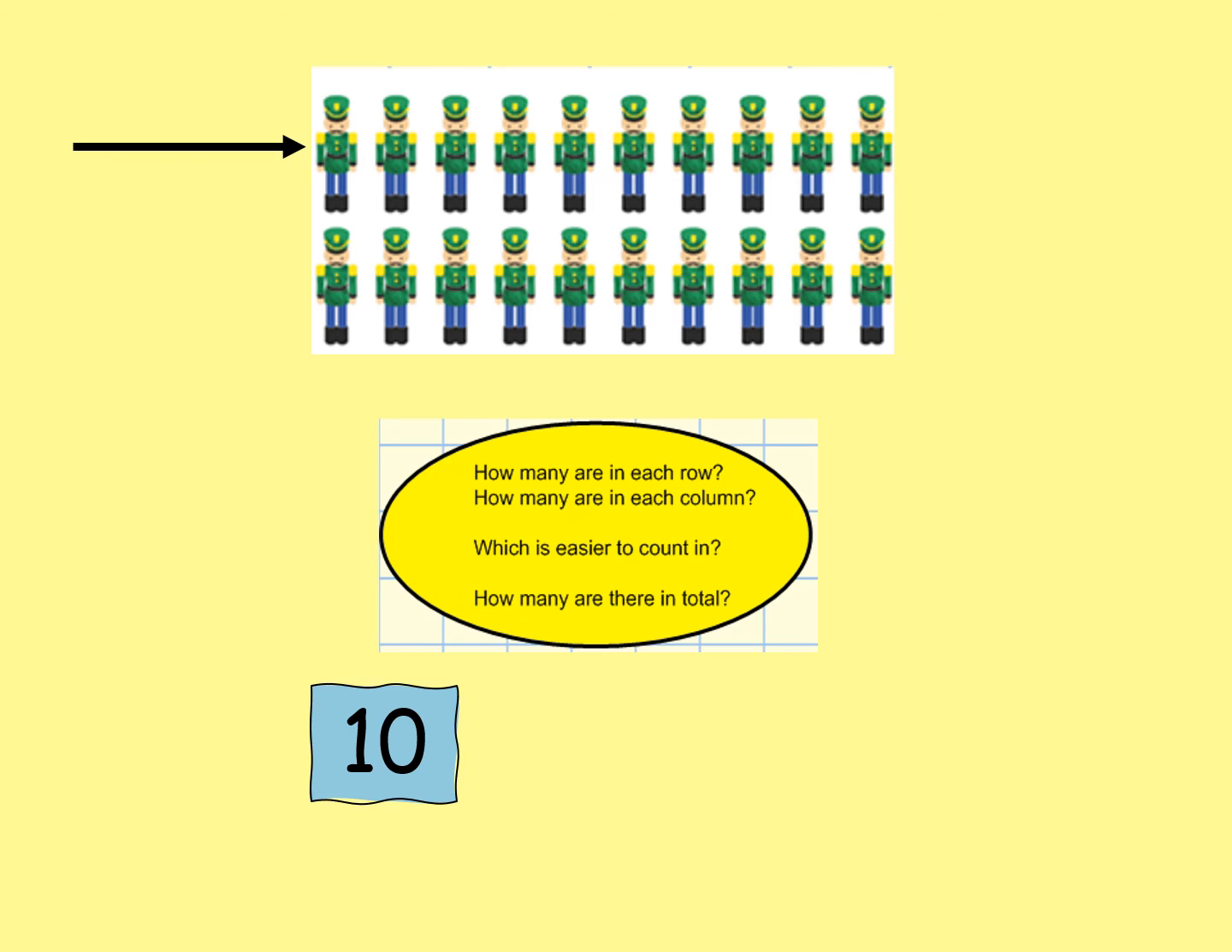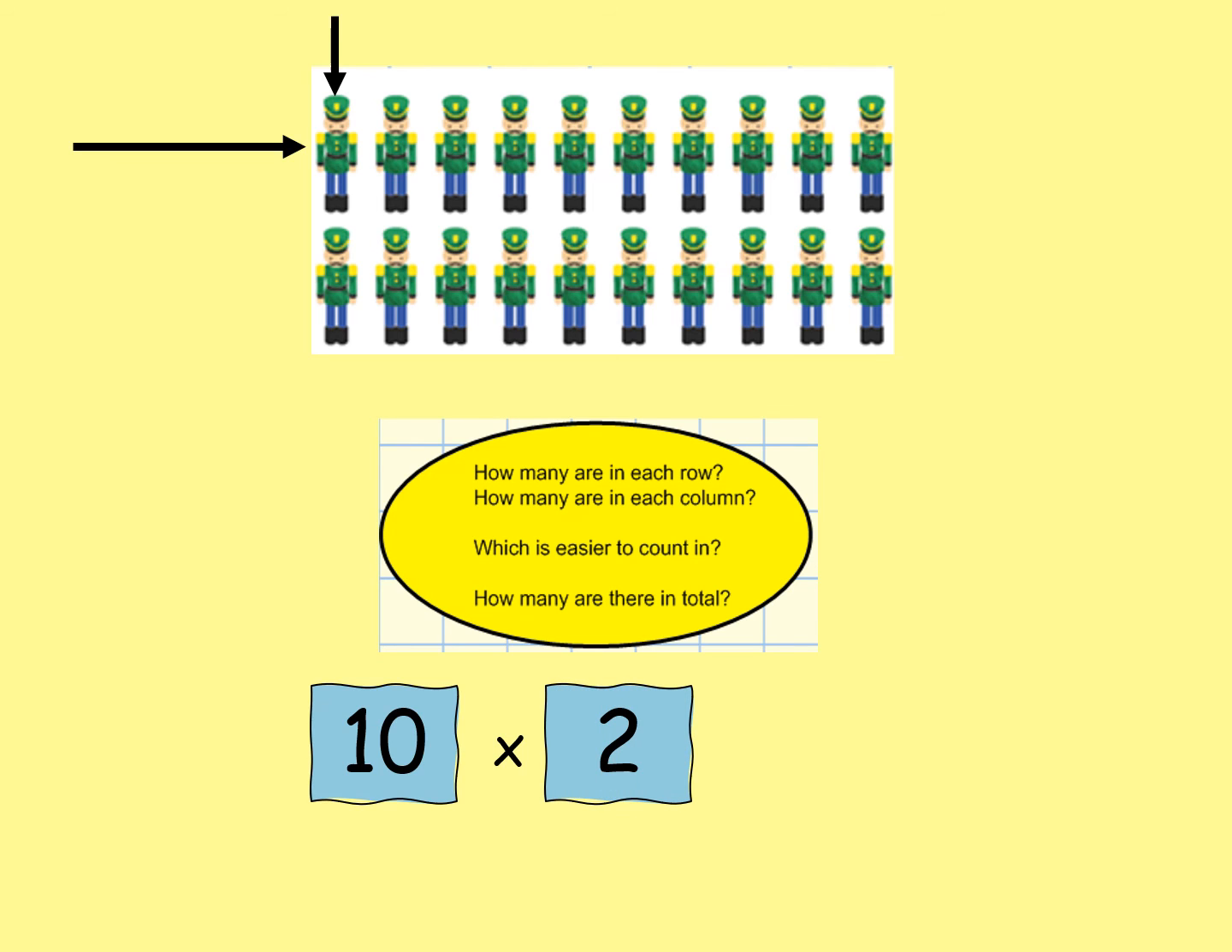Now, we could also have a look, how many are there in each column? Remember, column is when it goes down. So here, how many have we got in this column? We've got 1, 2. There's 2 in there. There's 2 in this column, 2 in this column, 2 in this column. So it carries on. Okay, so we know that our number sentence must be 10 times 2.